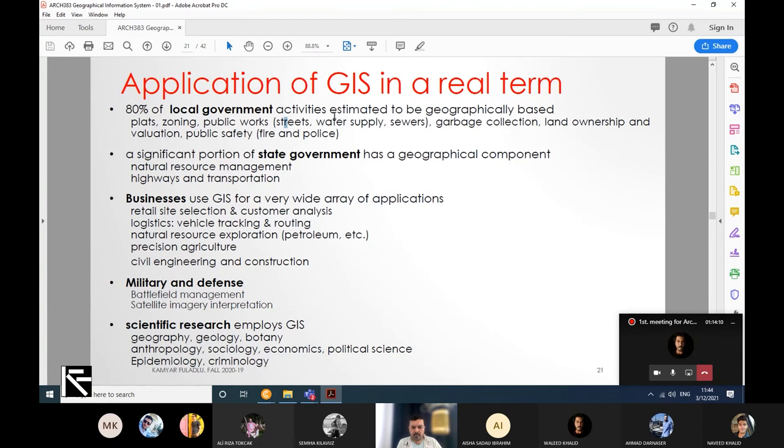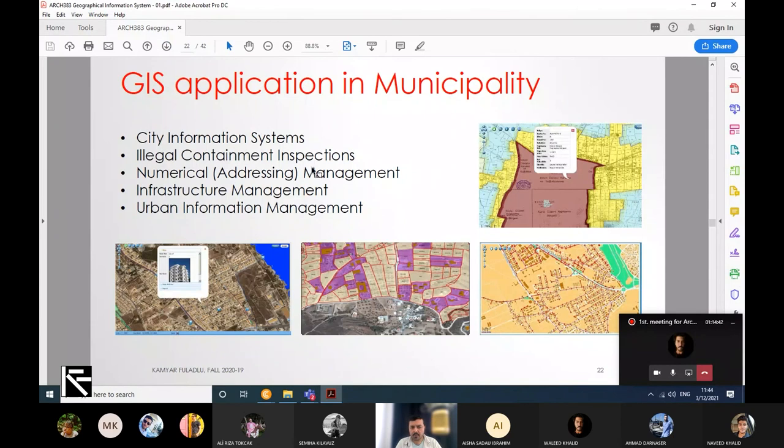So this is one of the important things, even for garbage collection, for business, for retail, logistics. We also use it for the battlefield, of course, for military and defense. And we have scientific research for epidemiology and other things. I don't want to waste your time.